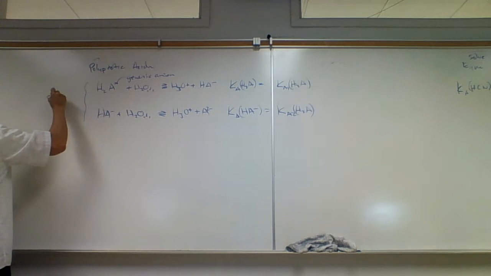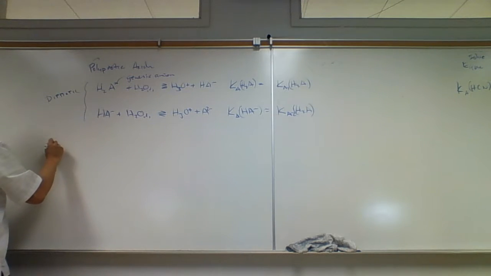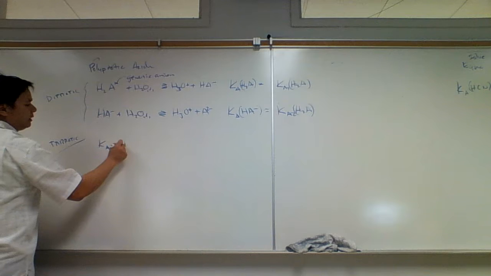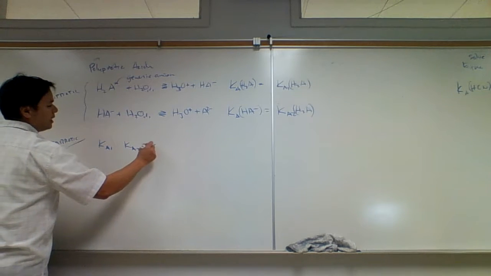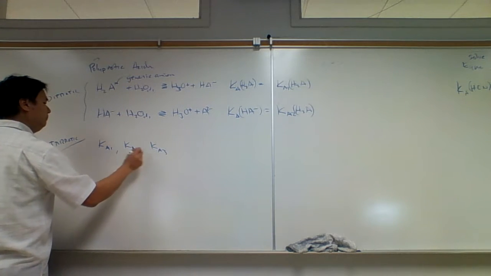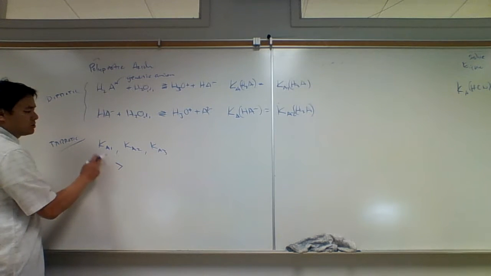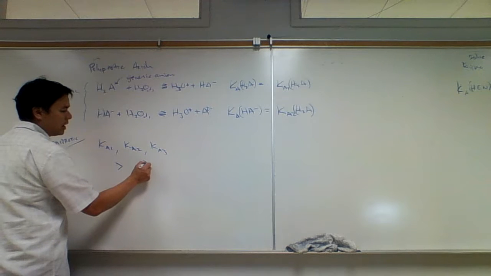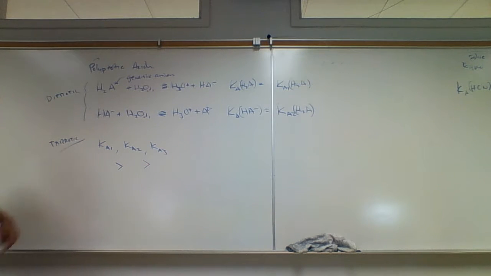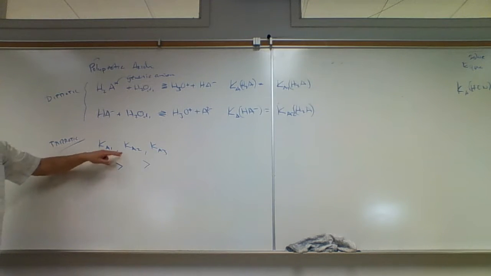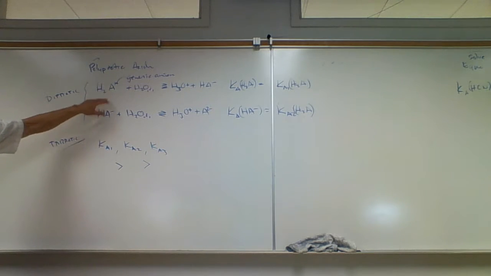If we have a triprotic acid, then we have this situation where we're going to have a Ka1, a Ka2, and a Ka3. Typically, what happens is the Ka1 is much larger than the Ka2, and the Ka2 is larger than the Ka3. So with each subsequent step, the acid strength weakens, as you'd expect. I mean, H2A would be a better acid than HA minus.